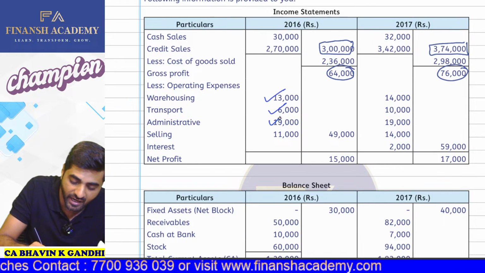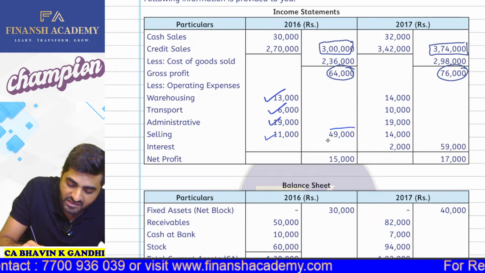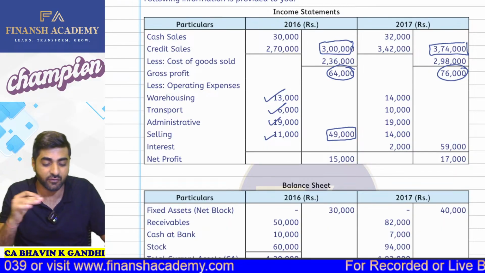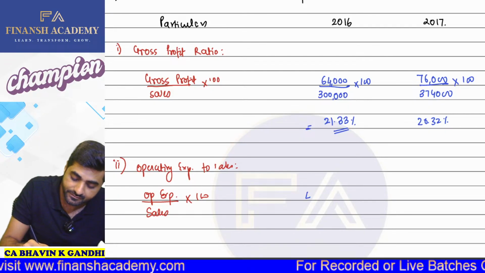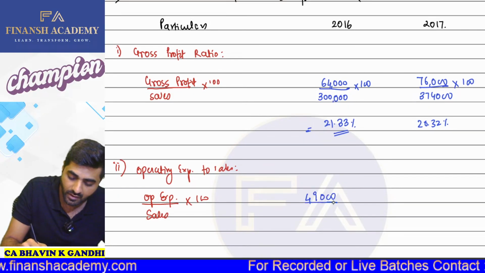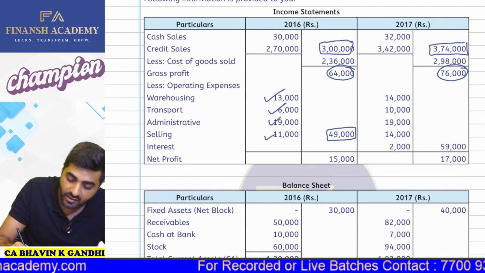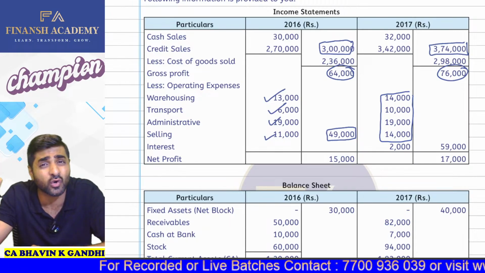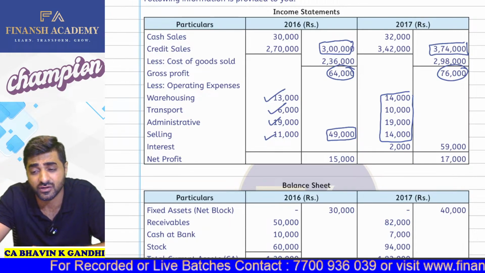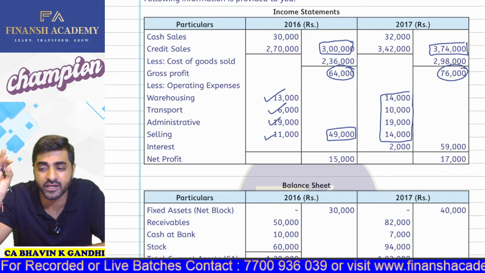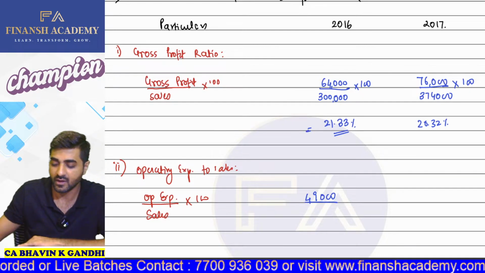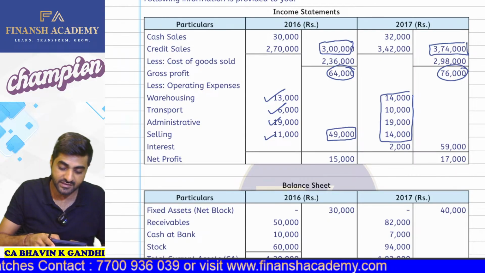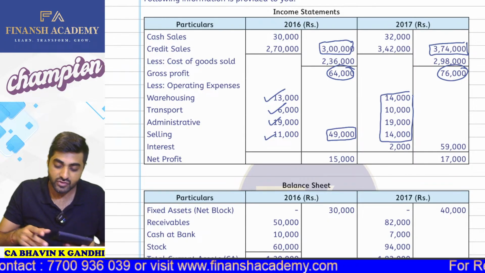List of operating expenses, which is nothing but, you all can just check. There is warehouse, transport, admin, and selling. The total of this is 49,000. So anything which is excluding your interest element. Okay, so this is nothing but 49,000. And here we have the operating expenses. Guys, as you all know, interest is not going to be your operating expense. Interest is your financial expenditure. Okay. So we have to take into consideration 14, 10, 19 and 14. So we will now take 14 plus 10 plus 19 plus 14. So that is 57,000.